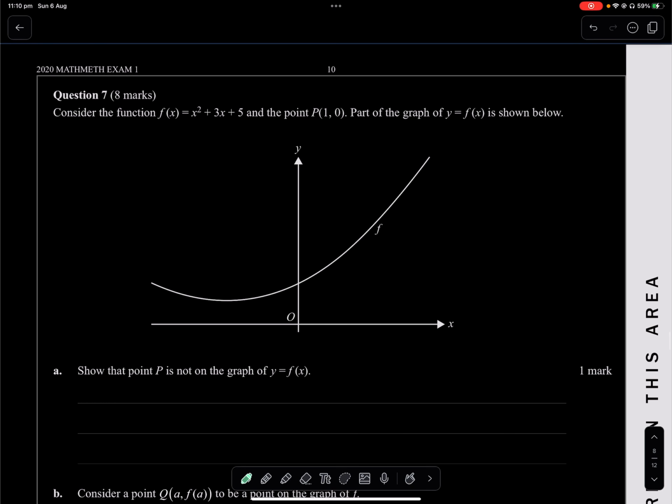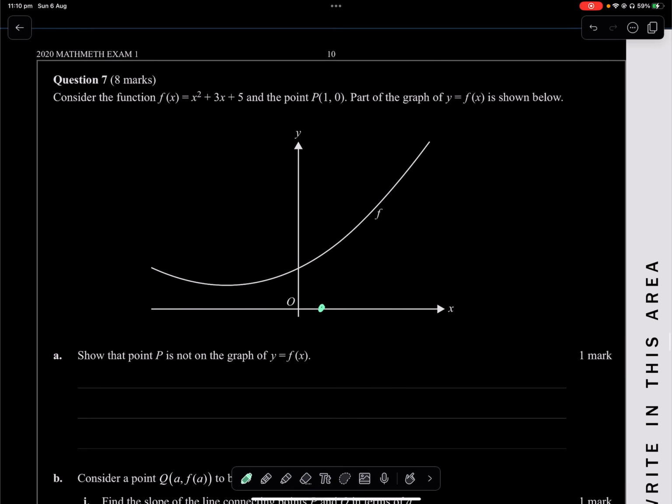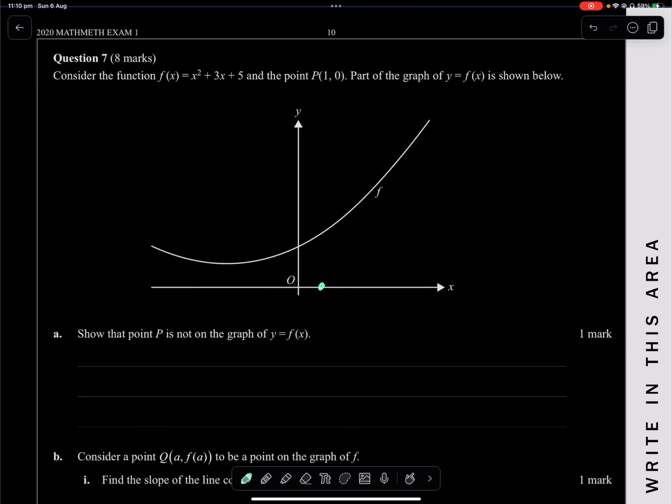Consider the function x squared plus 3x plus 5, and the point 1, 0. Where's 1, 0? 1, 0 is over here. It's not on the graph. Part of the graph of f of x is shown. Show that point P is not on the graph.